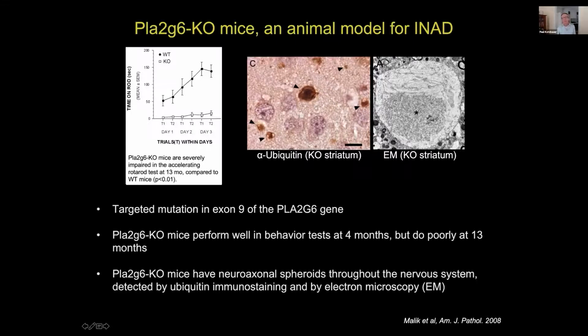What's striking though, and this fits with Manju's description of the clinical features of INAD, is that when you look by histology at the central and peripheral nervous system of these mice, they have the defining change of INAD, which are these neuroaxonal spheroids that you can see with anti-ubiquitin antibodies. And on EM, they have these phospholipid membrane accumulations. These neuroaxonal spheroids contain accumulating membranes. And what's striking is that you can really see these progressively accumulate throughout the central and peripheral nervous system, affecting, at older ages, almost all areas of the brain and spinal cord as well.